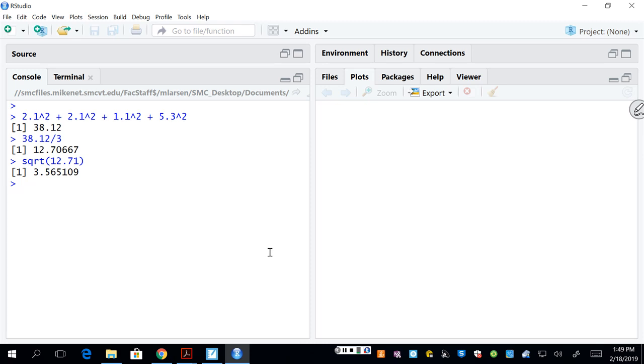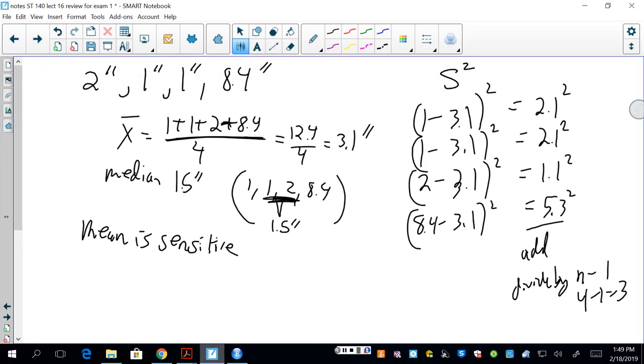Why was it divided by 3? Because in the formula you divide by n minus 1. Oh, n minus 1. Yeah. And in this case n was 4, just a small sample, 4 storms. But that's the first problem. Any questions?